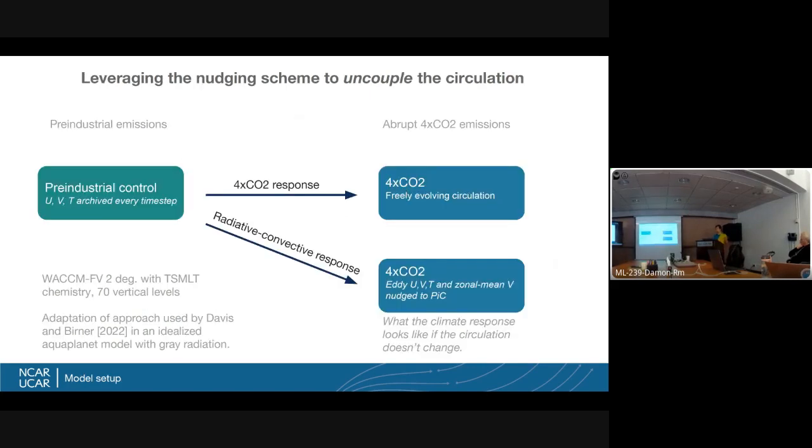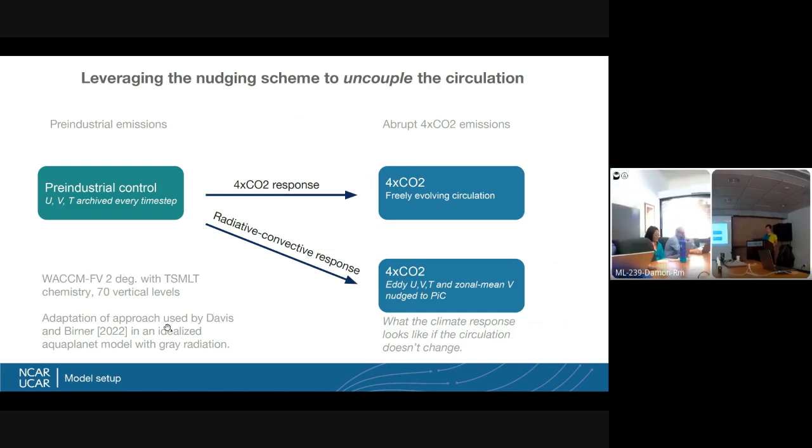This is a very simple experimental setup. I have a 2-degree WACCM-FV with TSMLT. I'm happy to talk about this configuration. It's not a standard one, but again, I ran 2-degree because these are 100-year simulations and I didn't want to waste core hours on a harebrained idea.